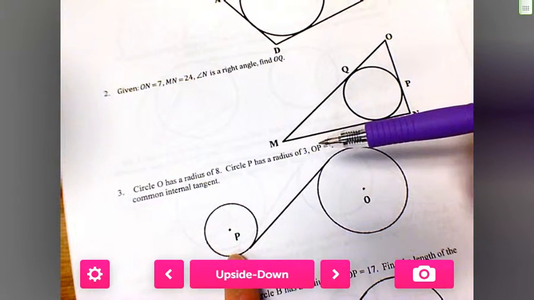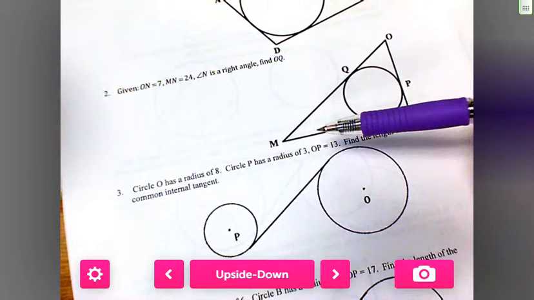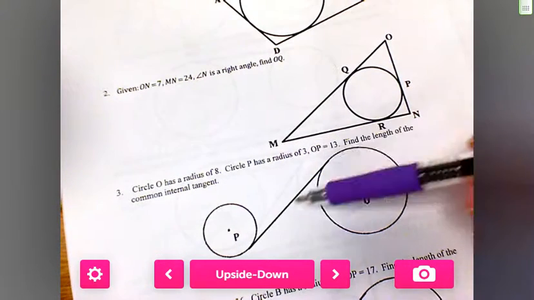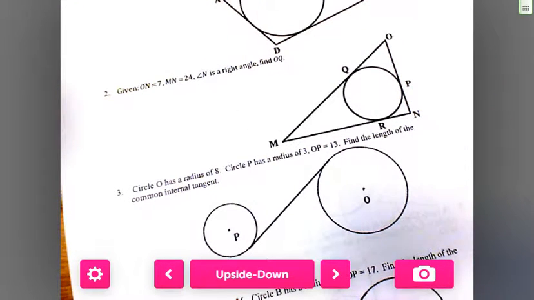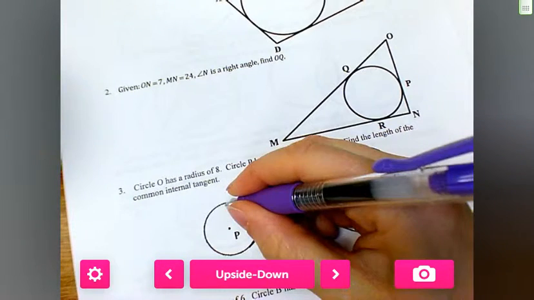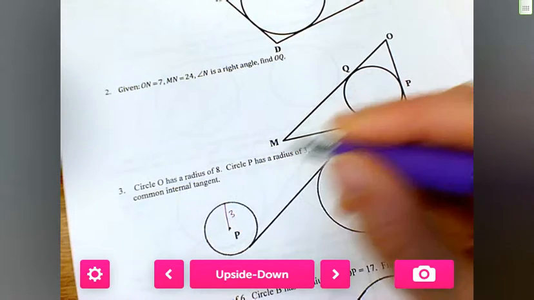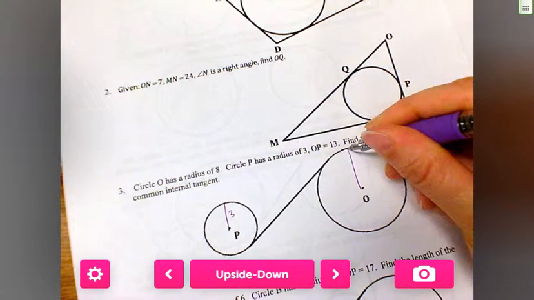O has a radius of 8. P has a radius of 3. And the distance between them, OP, is 13. And we want to find the measure of the common internal tangent. So the distance straight between them is 13. So not that tangent line, but the distance between the centers. So we're going to say this is 3. This is 8.